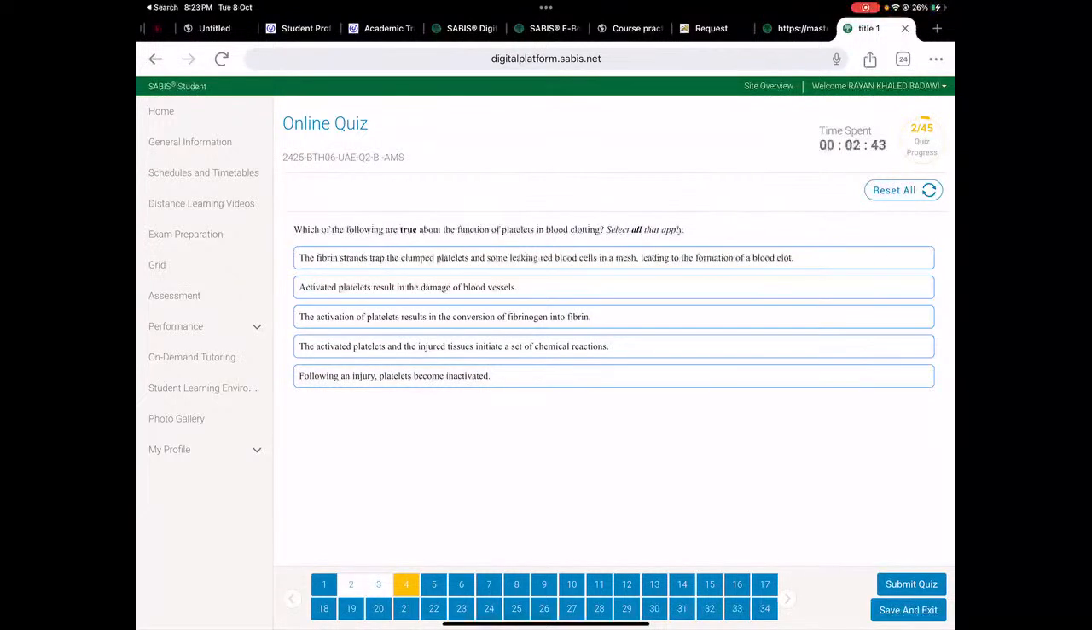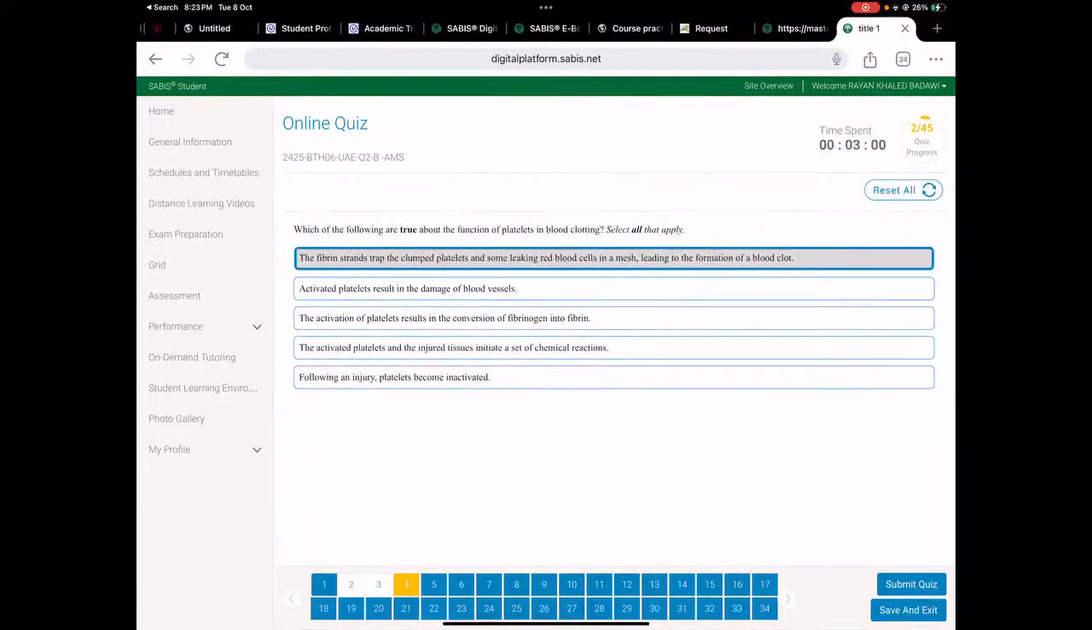Okay, which of the following is true about the function of platelets? What did we say? So activated platelets result in the damage of blood vessels? No, it doesn't result in the damage of blood vessels. They're activated as a result of the damage. Okay, this is correct. The fibrin strands trap. Remember we said fibrin is insoluble. Following an injury, platelets become inactivated. That's wrong. They become activated.